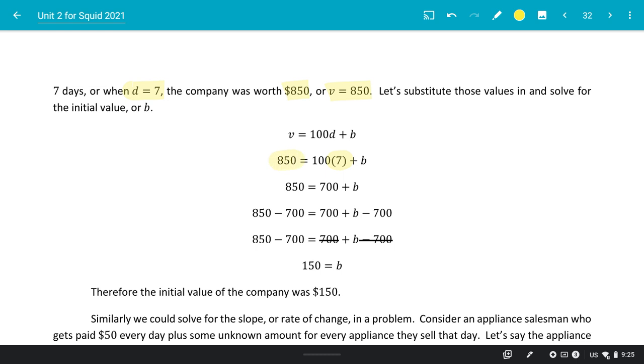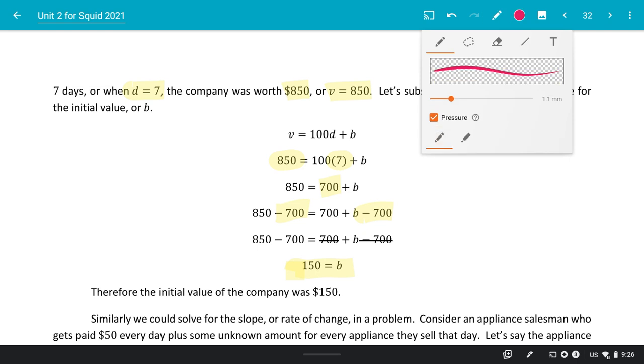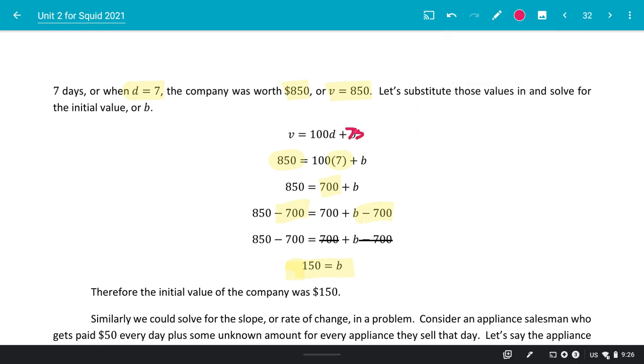7 times 100 is 700. Subtract 700 from both sides, and you end up with B equals 150. Therefore, the initial value of the company was $750. Look how easily now we could substitute that 750 in for that B to have our linear equation.